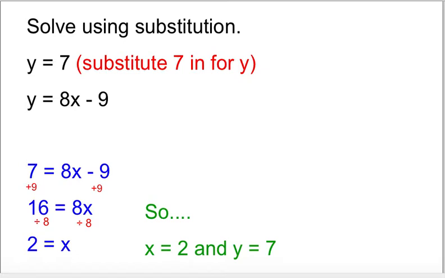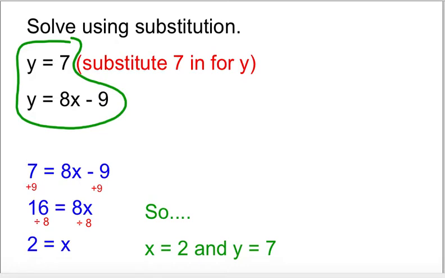Let's just take a look at one, okay? Here we go. Solve using substitution. Here is the system right here. Those are my 2 equations, y equals 7 and y equals 8x minus 9. Those are 2 linear equations.